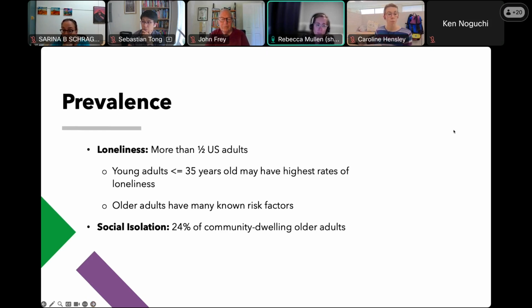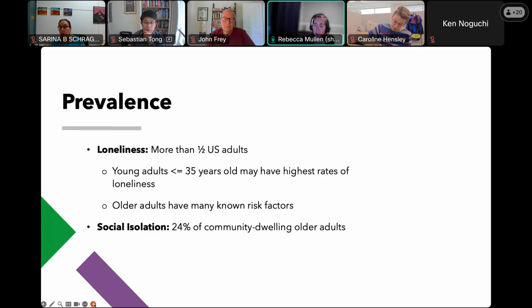We're seeing more and more studies support that young adults, particularly those less than 35, are holding a high burden of loneliness and may even have the highest rates of loneliness. But older adults continue to have many known risk factors for loneliness. What I mean by that is, even if in individual studies they don't have the highest prevalence of loneliness, we continue to see that loneliness is strongly linked with risk factors that older adults are known to have a higher burden of. For example, bereavement, retirement, mobility impairment, sensory impairment, social isolation, etc.